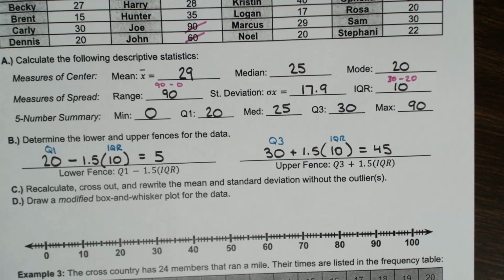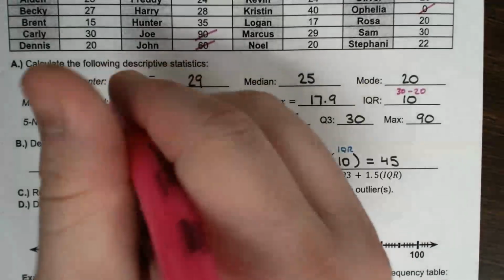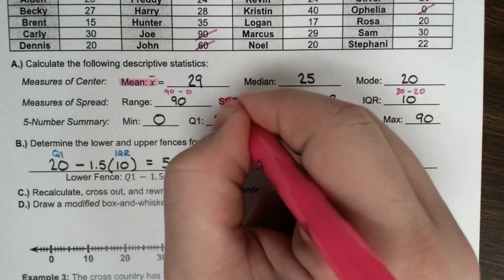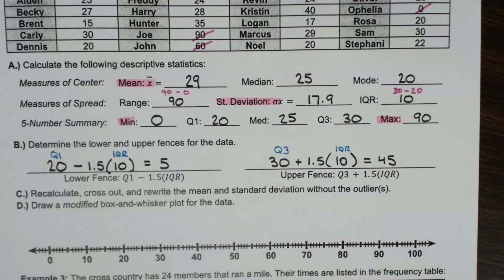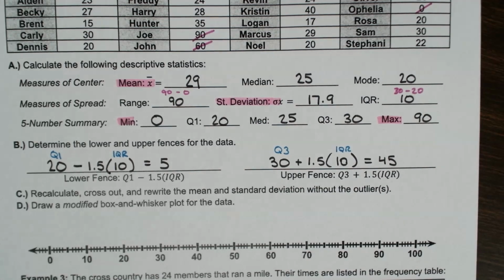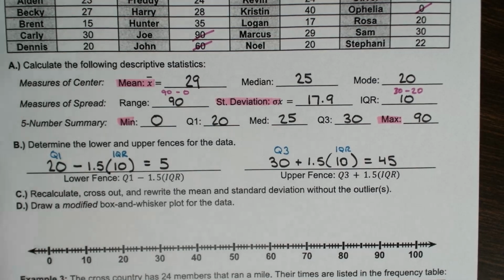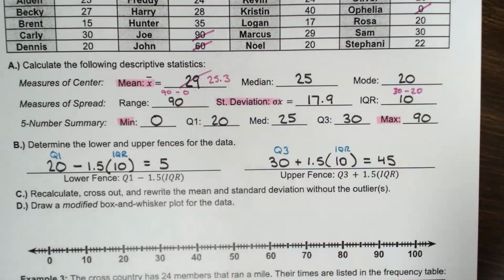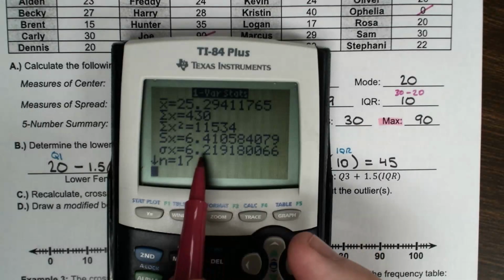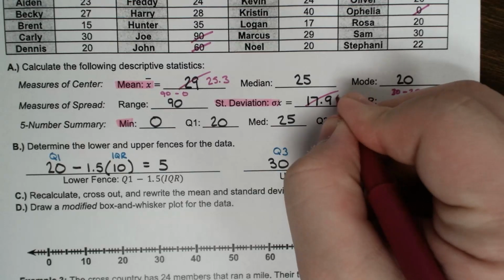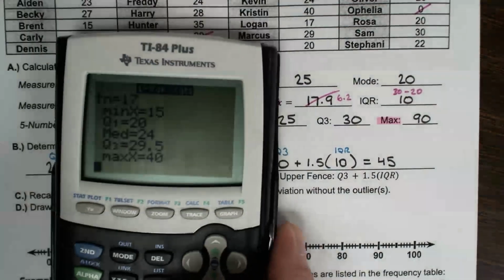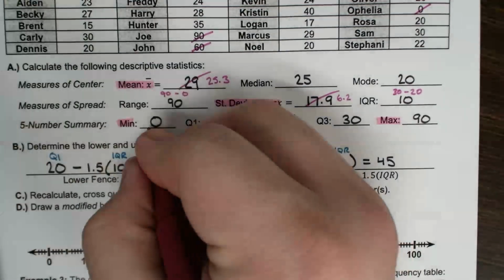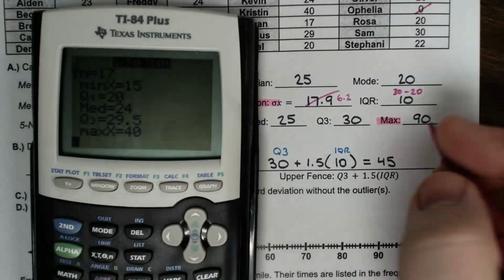And I know a lot of these numbers change, but the ones we're really most concerned about are how the mean changes, how the standard deviation changes, and then you're probably going to have to change your min and your max since there's outliers on both ends. The new mean is 25.3. The new standard deviation is about 6.2. Scrolling down, the new minimum is 15, and the new maximum is 40.